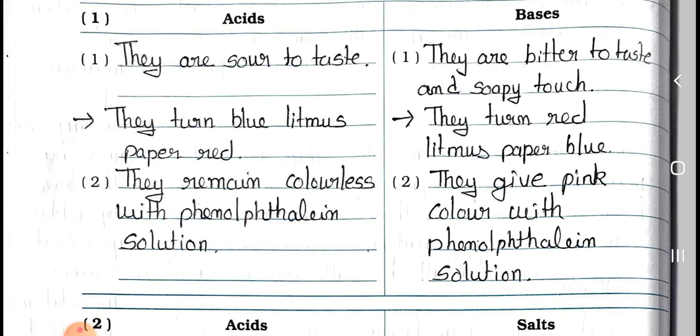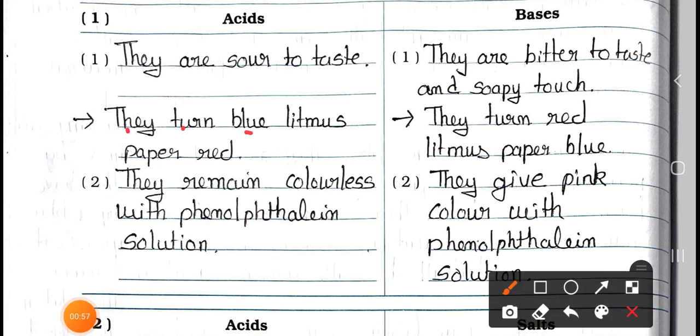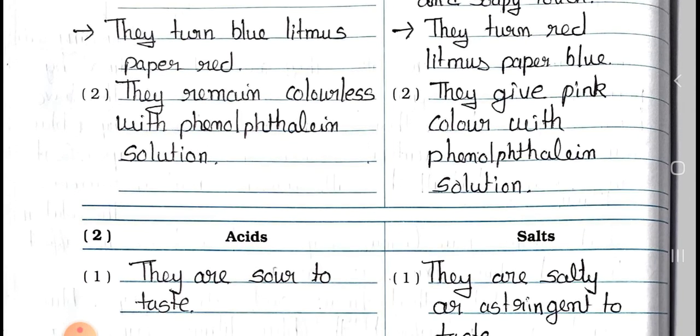See, next point: acids turn blue litmus paper red, and bases turn red litmus paper blue. Remember it. Now see the third point: acids remain colorless with phenolphthalein solution, and bases give pink color with phenolphthalein solution.